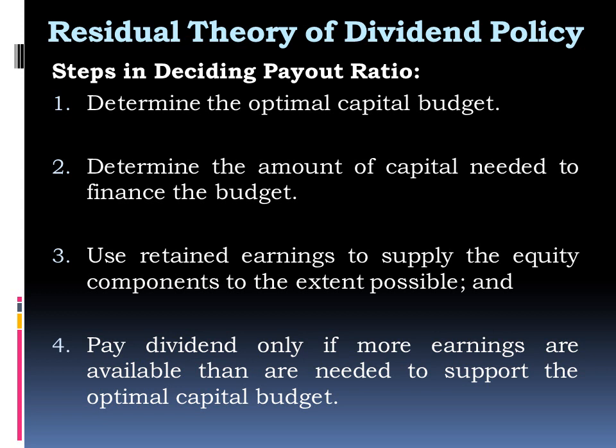So under this concept, a firm should follow these steps when deciding on its payout ratio. First, they have to determine the optimal capital budget. Second, determine the amount of capital needed to finance the budget. For the third one, they have to use retained earnings to supply the equity component to the extent possible. And lastly, they have to pay dividends only if more earnings are available than are needed to support the optimal capital budget.